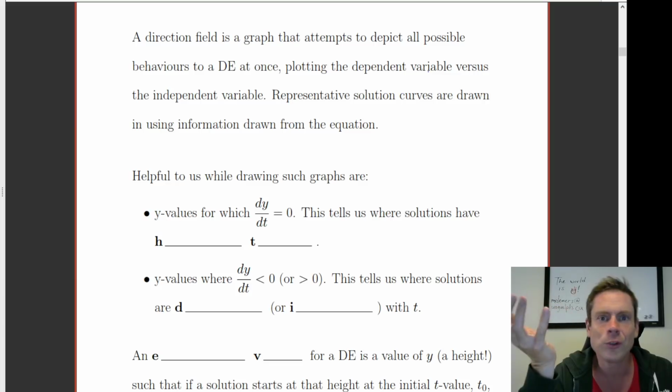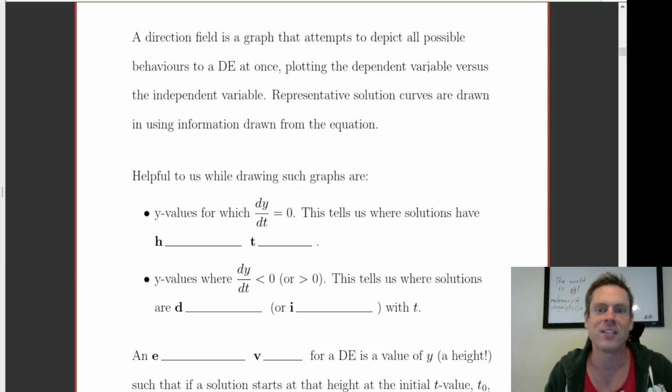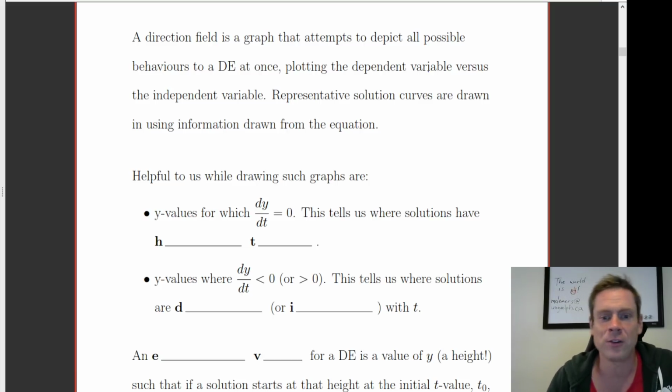So we'll draw in, right, there's an infinite number of solutions as we talked about, but we'll draw some representative ones to show the different kinds of behaviors that can happen, okay? So when we're drawing graphs like these, there are a few things that are especially helpful to know. And one of them are those y values for which the dy by dt is equal to 0. This tells us where solutions have horizontal tangents.